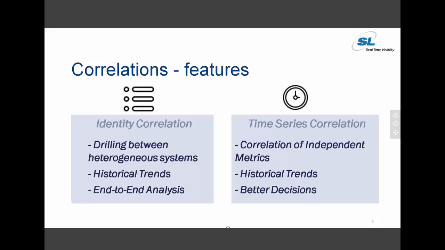Time series correlation is a little more esoteric in nature, but it really allows the correlation of independent metrics. If metrics are not gathered at the same time or within the same sampling rate, you lose the ability to say this queue length and this CPU cycle measure are actually related, that they cause each other. Without the time series correlation, you don't get that. Again, historical trends and lining up those independent metrics. And then bottom line, you get better decisions.